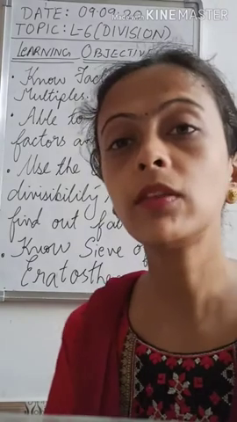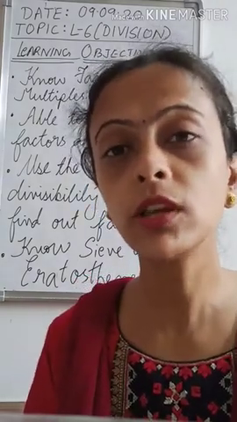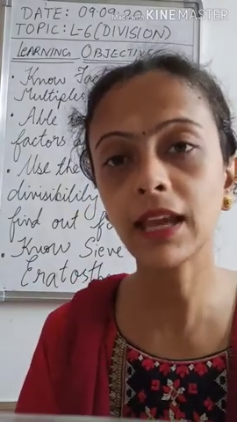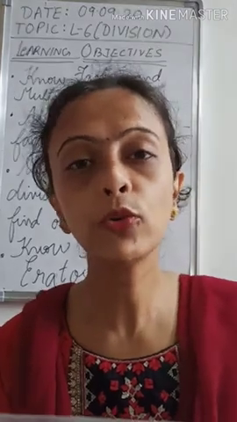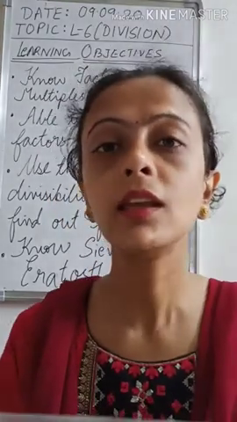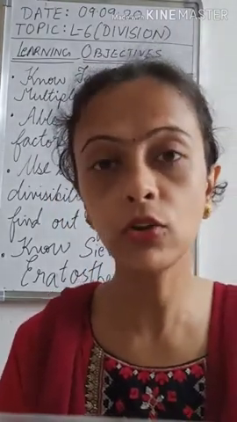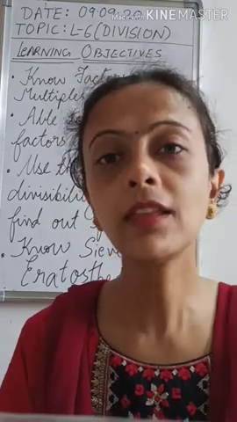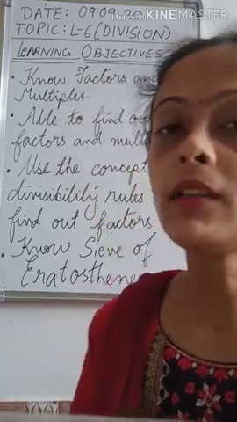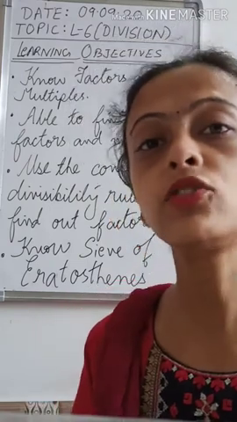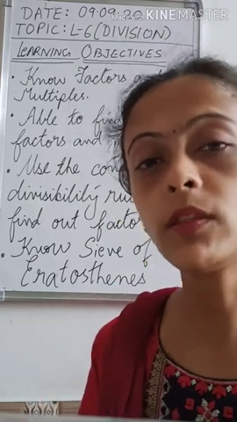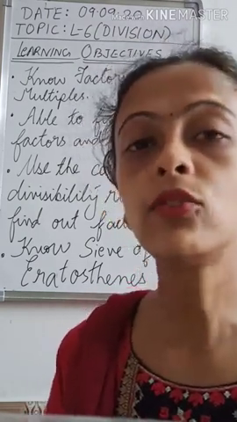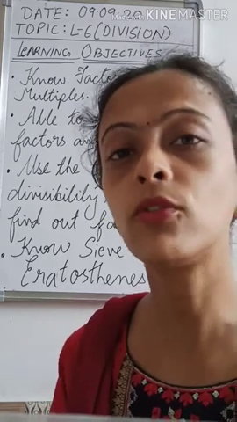Then what were the rules of divisibility? There were rules for 2, 3, 4, 5, 6, 8, 9 and 10. The divisibility rule for 2 was that the last digit should be 0, 2, 4, 6 or 8. What is the test for 3? The sum of the digits should be divisible by 3. What was the test for 4? The last two digits should be divisible by 4.